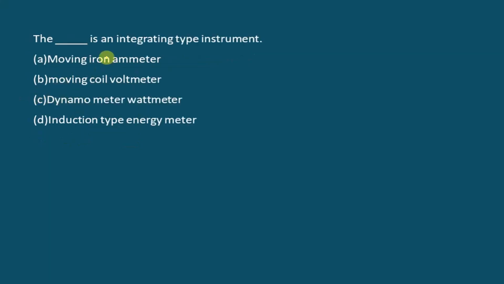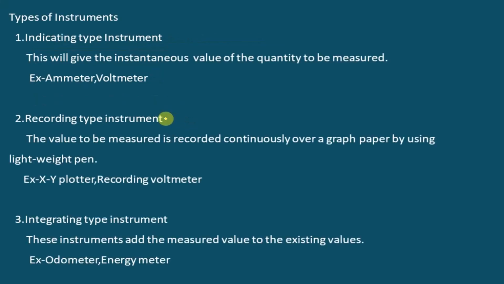The question here is asking: which is an integrating type instrument? So before solving this question, I want to give you a brief idea about different types of instruments. Basically there are three types of instrument. One is the indicating type of instrument. Second is the recording type of instrument. Third is the integrating type instrument.